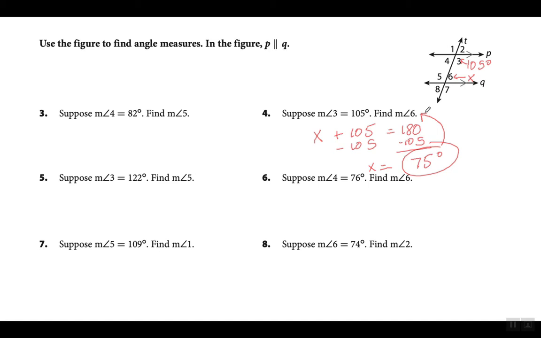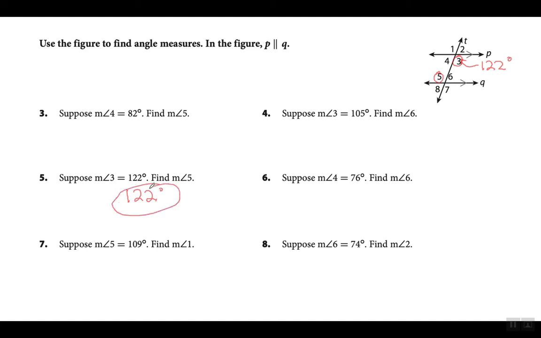Let's look at number 5. It says, suppose the measure of angle 3 is 122. Find the measure of angle 5. Really easy. Alternate interior angles are always equal. They measure the same amount. So the answer is 122. Esos ángulos que están en lados alternos y en el interno, siempre tienen la misma medida.